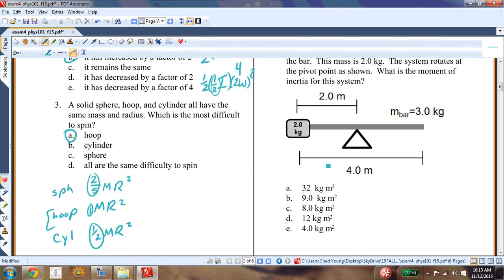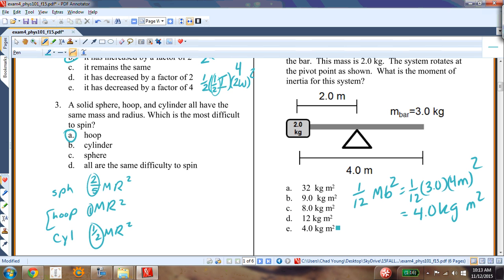Okay, well, I have two things I need to do. First, for a bar, it's 1/12 mL squared. That's 1/12 the mass, which is 3 kilograms, times the length, 4 meters squared. So that's going to be 3 times 16, that's 48. 1/12 of that is 4.0 kilogram meters squared. All right, but that's not the answer, so E is not the right answer.